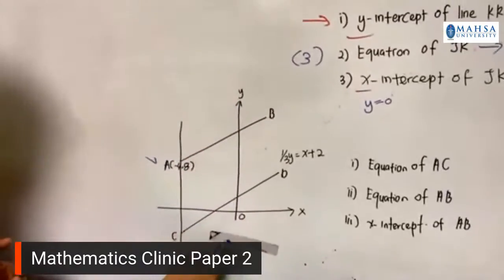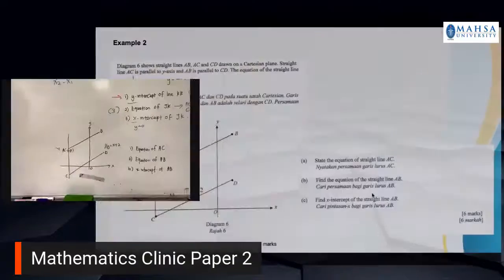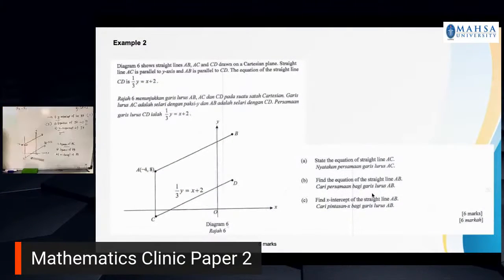Okay, this one is parallel. So you need to find the equation of AC. For this one, equation of AC, we can see that the equation of line AC will not intercept at y.